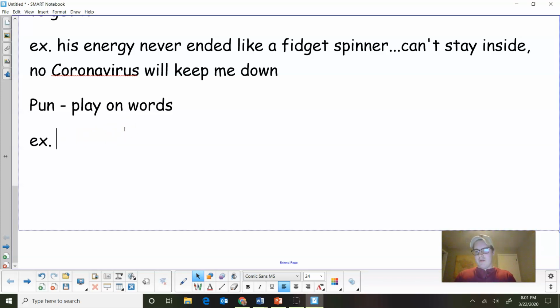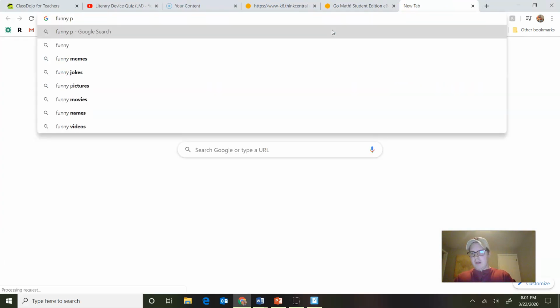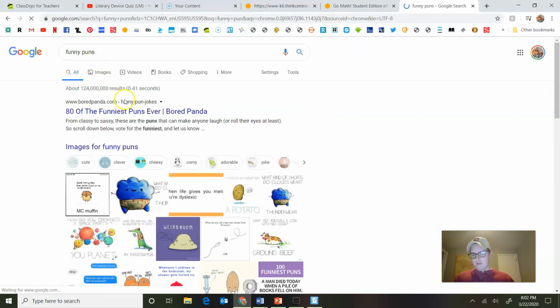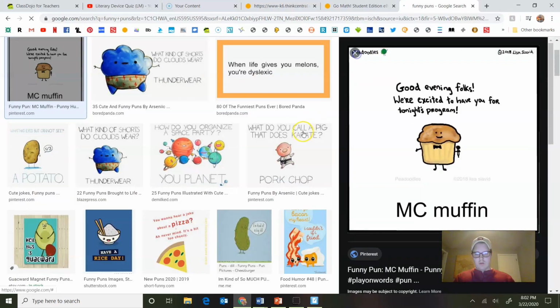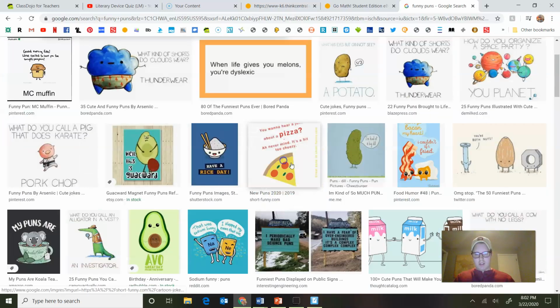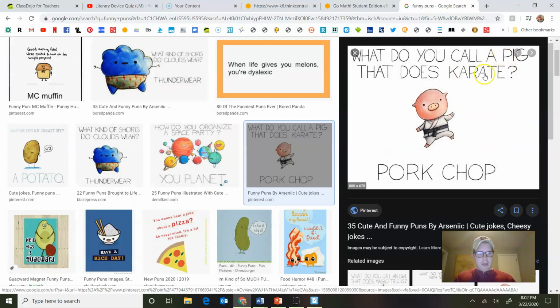Let's see. What's an example of a pun? Oh gosh. Let me just Google search funny pun. Here's one from a muffin, it looks like. Oh, I got one. What do you call a pig that does karate? A pork chop. All right, that's a pun. It's a play on words. A pork chop, get it?